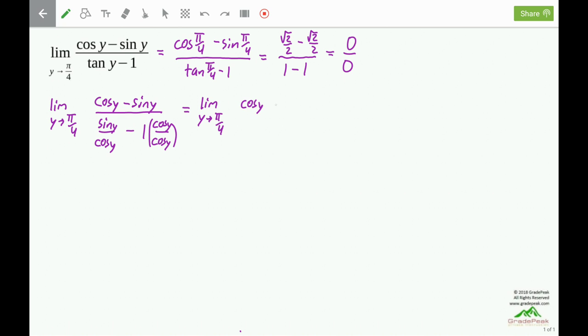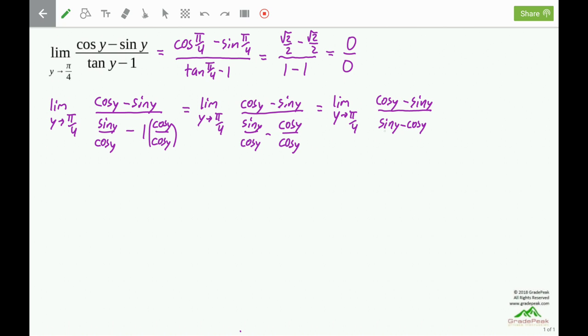So I have now the cosine of y minus the sine of y divided by the sine of y over the cosine of y minus the cosine of y over the cosine of y. And they can now combine over the common denominator by subtraction. So I have the cosine of y minus the sine of y divided by the sine of y minus the cosine of y over its common denominator of cosine of y. So we have a fraction in the denominator.